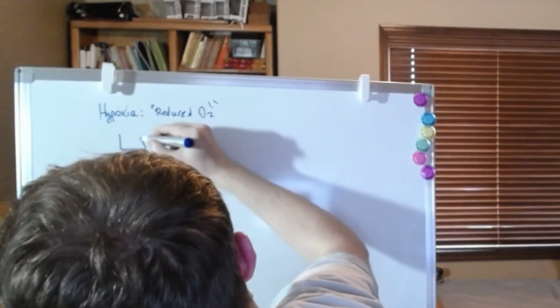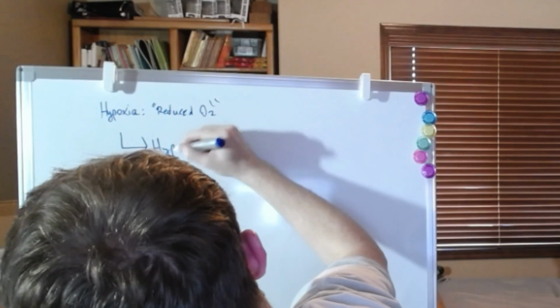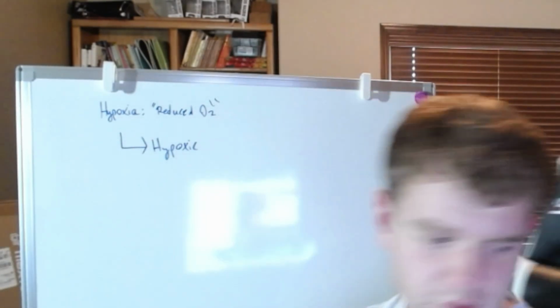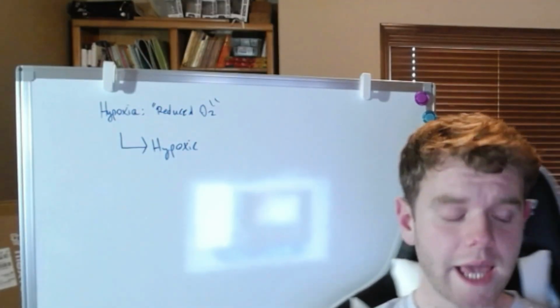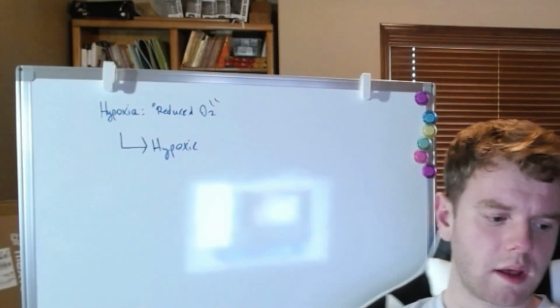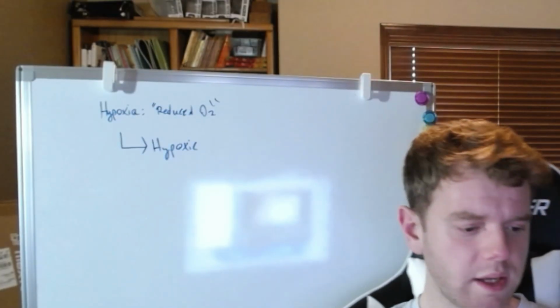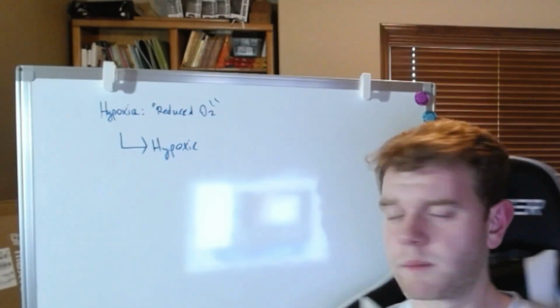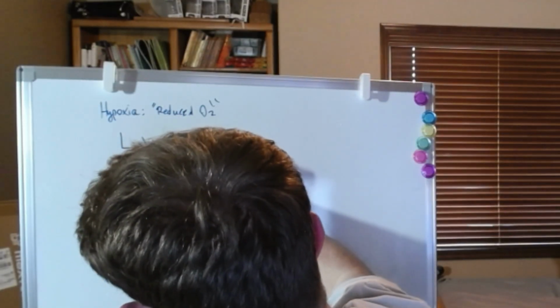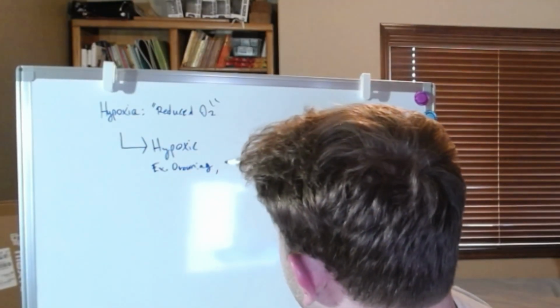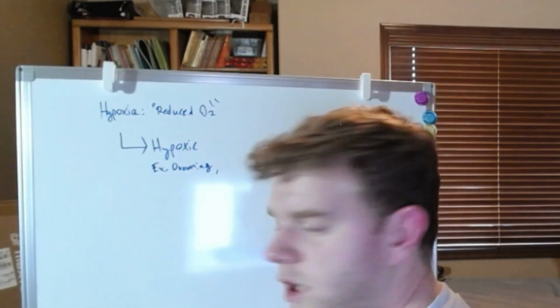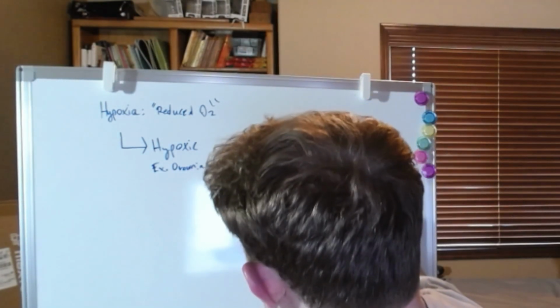Hypoxic hypoxia is a result of insufficient oxygen available to the lungs. So think drowning or blocked airway are both good examples. Drowning, because you're not able to breathe oxygen because you're underwater. Blocked airway, so maybe you're choking, so you can't get the oxygen because it's blocked. Choking, which is kind of what drowning is, I guess.